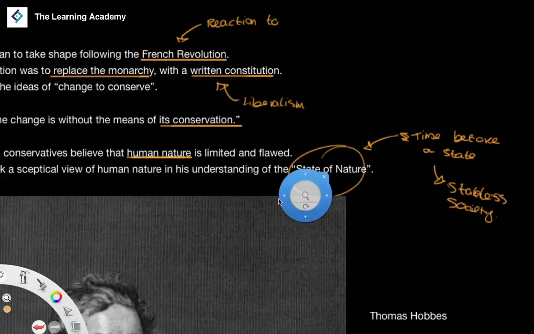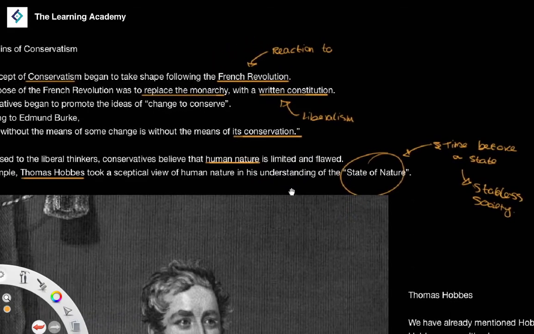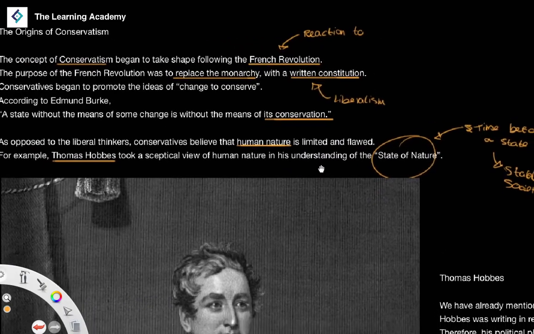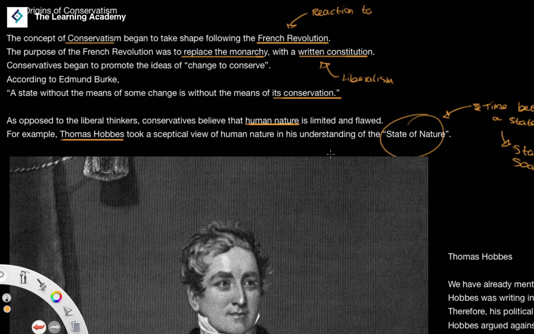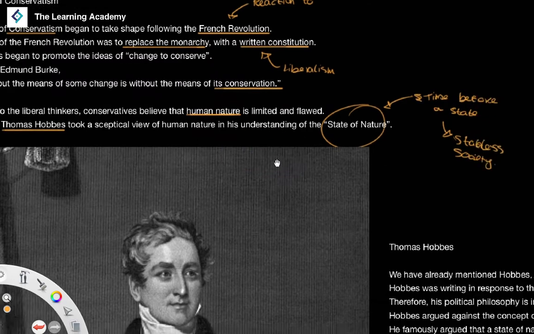Now, we have a lesson on Thomas Hobbes's state of nature already as part of a general political philosophy class, so I'll link that in the description below. But we're just going to overview Thomas Hobbes very, very quickly in this lesson. If you want a lot more detail, where we pick out some real key quotes from his book Leviathan, then there is a video for that on this channel already.